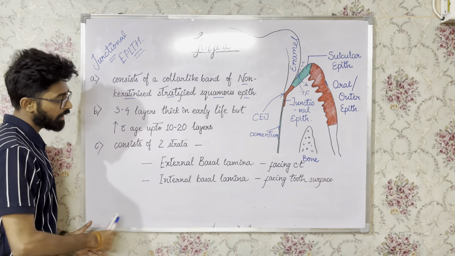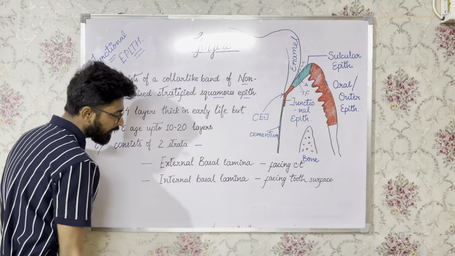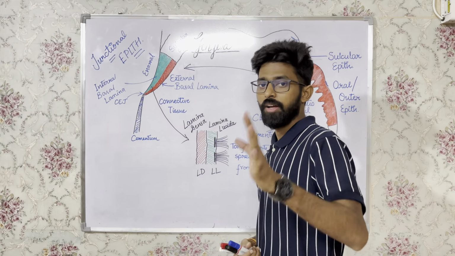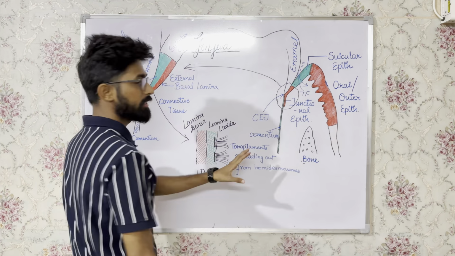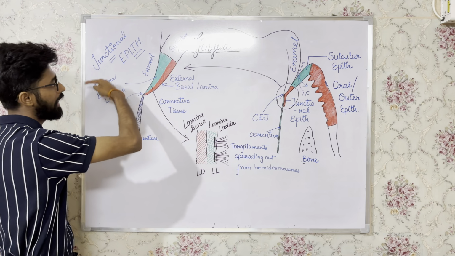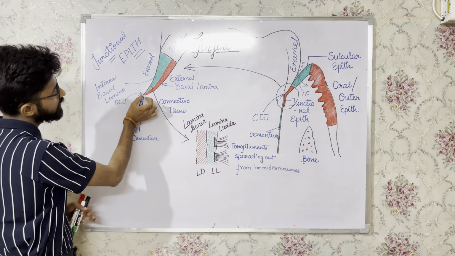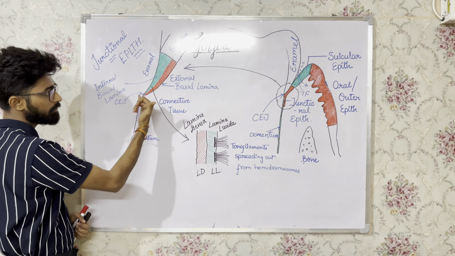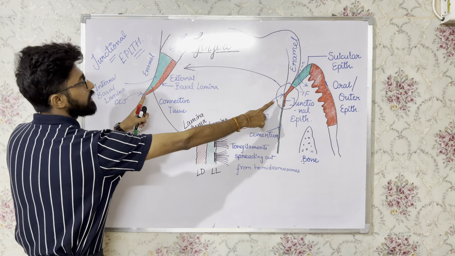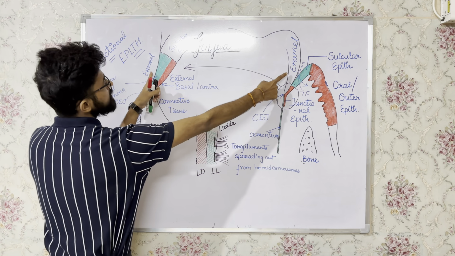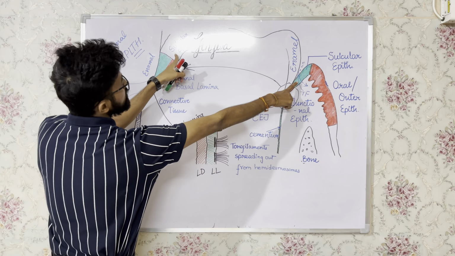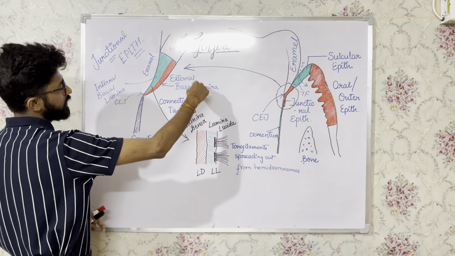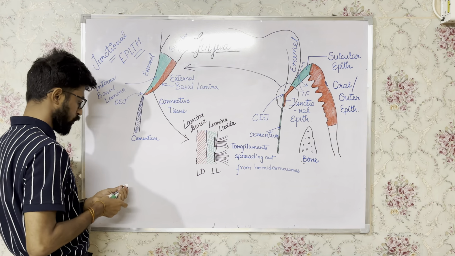The 2 sublayers are named as external basal lamina and internal basal lamina. Now, if you see this diagram, this portion of junctional epithelium has been enlarged. The green and red portion is the junctional epithelium. This is the cementum, this is the CEJ, this is the enamel. This is the circular epithelium, and this white portion is the connective tissue.